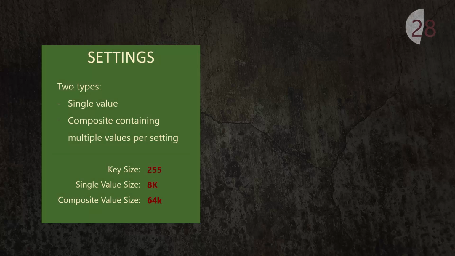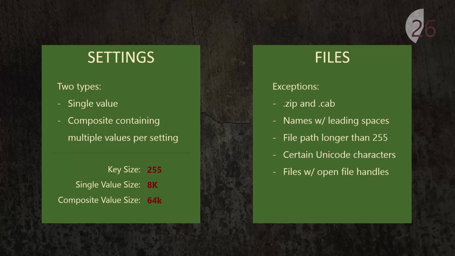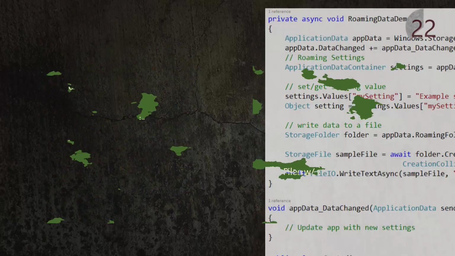There are two types of roaming data, settings and files. Settings are your typical string-based key-value pair, and files can be any type of file with a few exceptions.